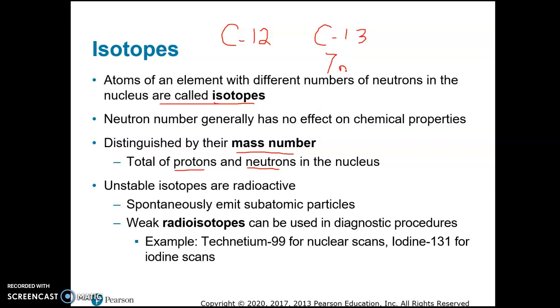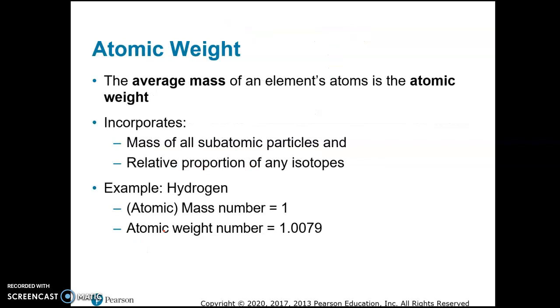And there's an isotope of carbon called carbon-14 that has 8 neutrons. So the takeaway here is that isotopes are going to have different numbers of neutrons, and therefore they're going to have different mass numbers, okay? And some of the isotopes are radioactive, and they can be used in diagnostic imaging. Iodine, for example, a radioactive form of iodine is used in doing iodine scans of the thyroid.